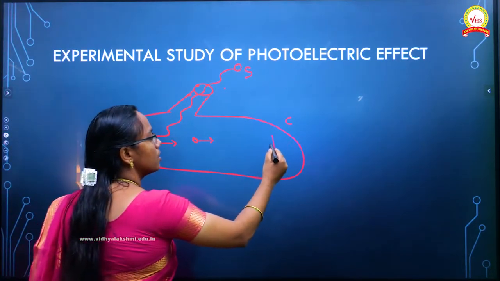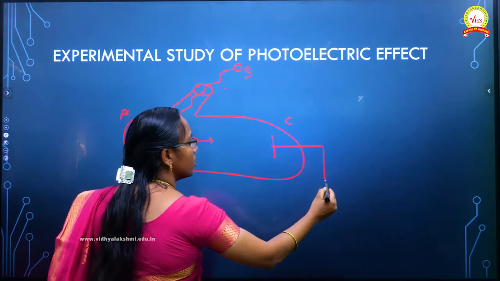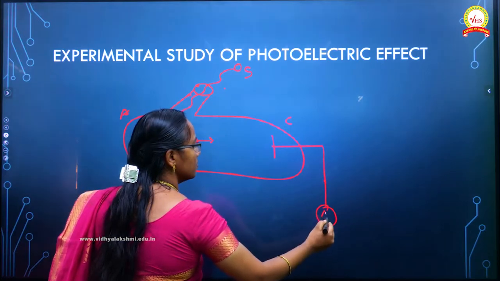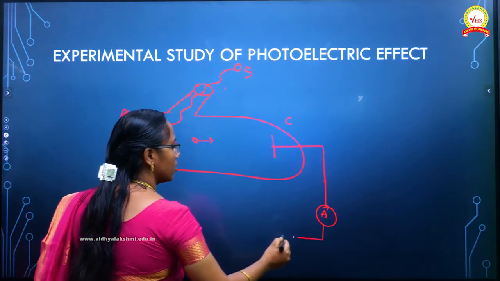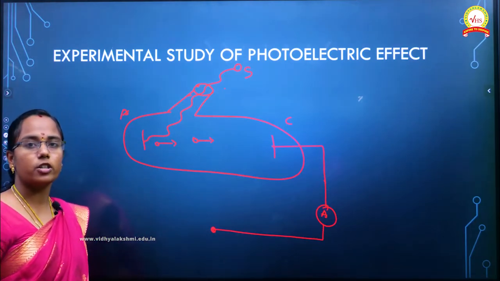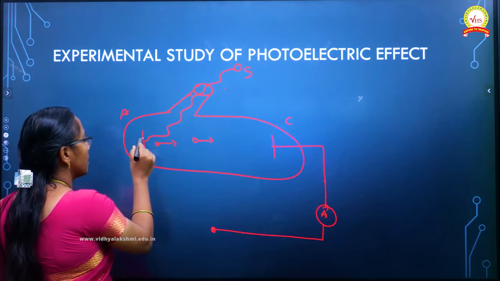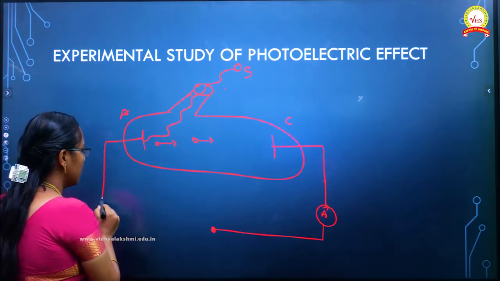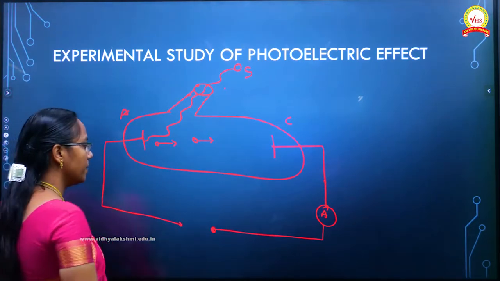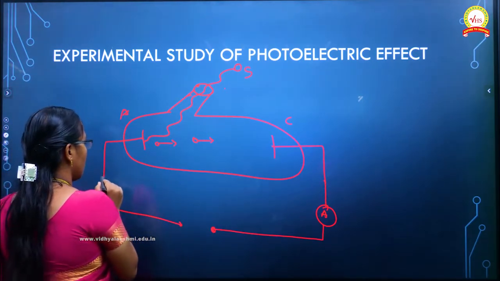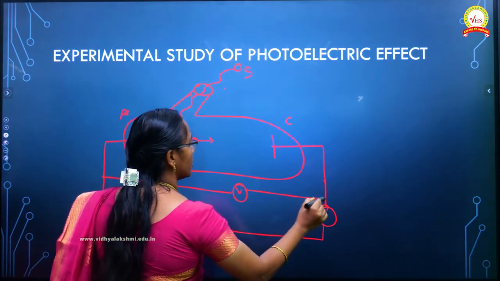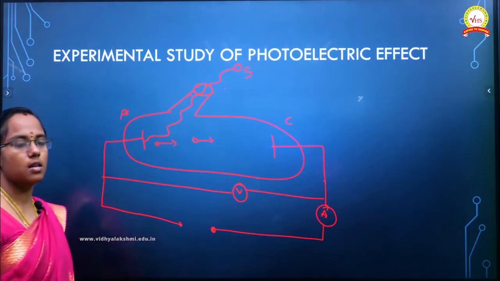Further, this collector plate will be connected to an ammeter and then to a commutator. Through the commutator we are going to connect it to a battery, and this emitter plate will be connected to the battery through the commutator. Here a voltmeter is also connected in parallel to measure the potential difference across the circuit.